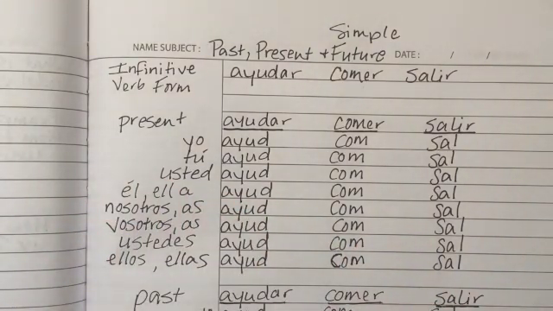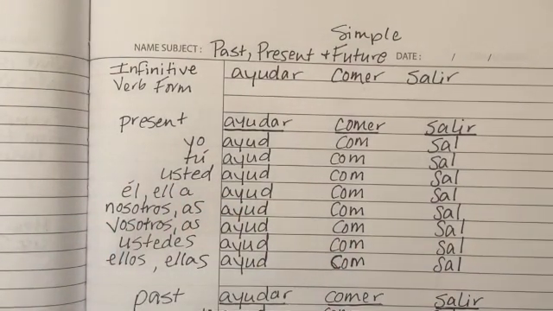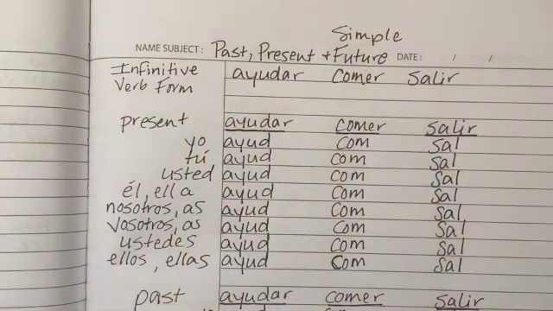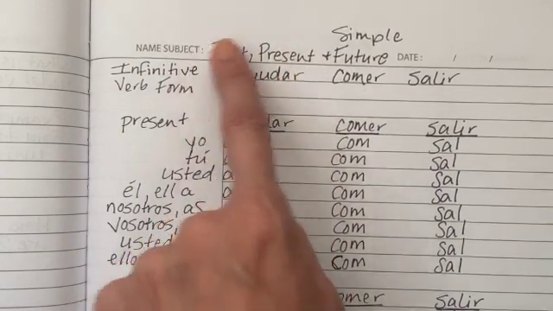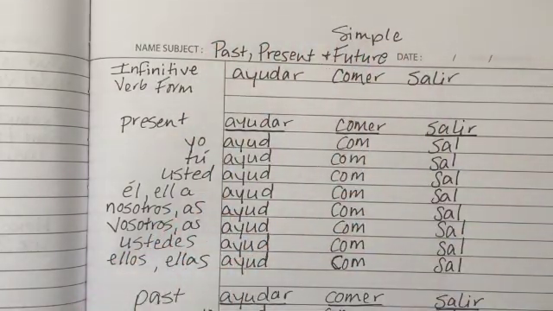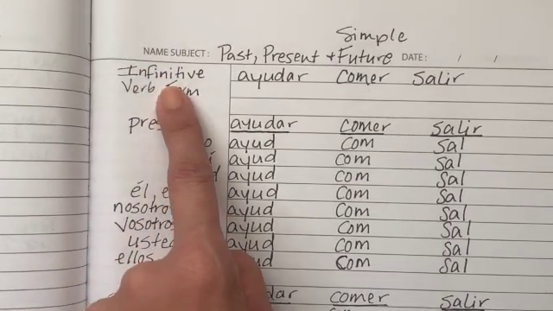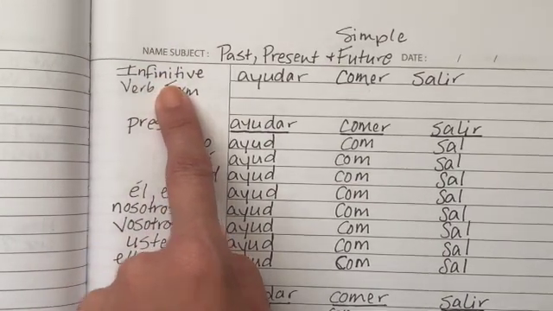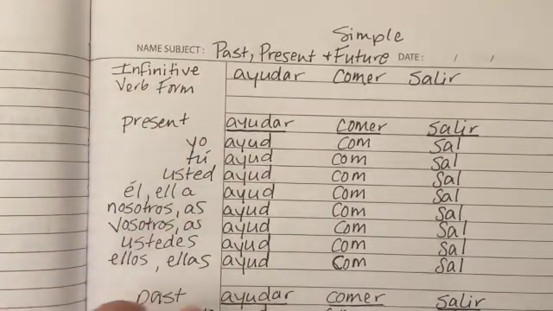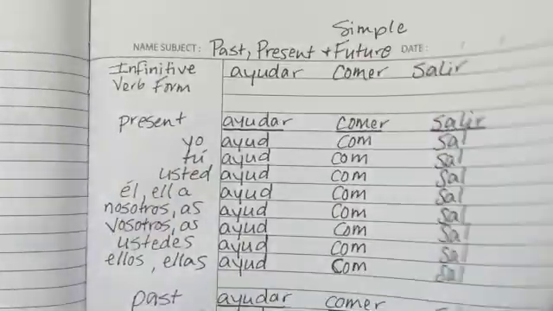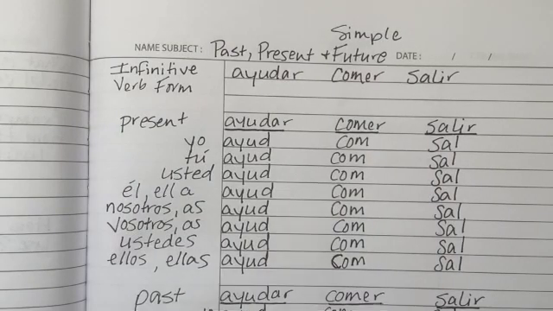Hola. In this video, we are going to review the past, present, and simple future forms of the verbs. We're actually going to start with the present. The first thing we are going to do is look at a verb in the infinitive form. And then after that, we're going to look at all of the forms in the present tense, all of the forms in the past tense, and finally we'll end with all of the forms in the simple future tense. All right, let's get started.